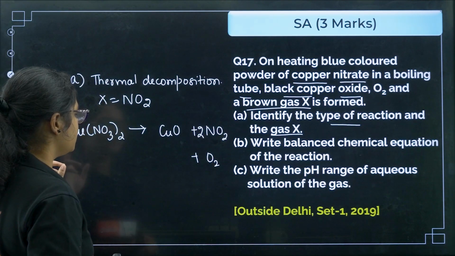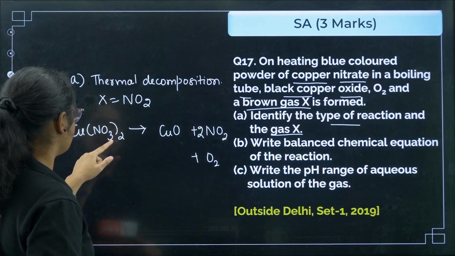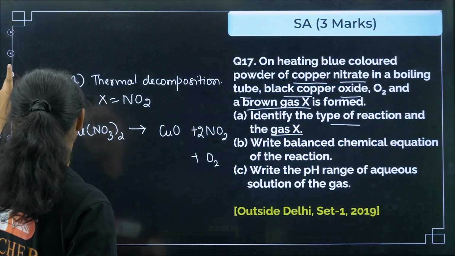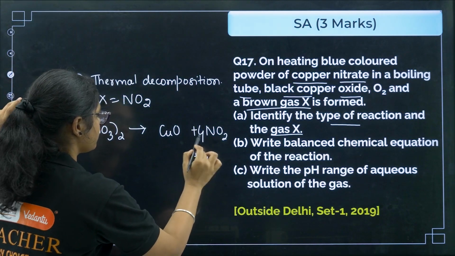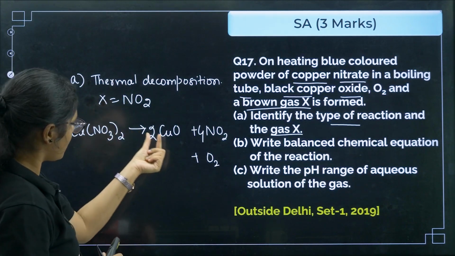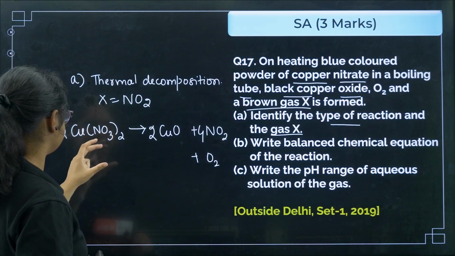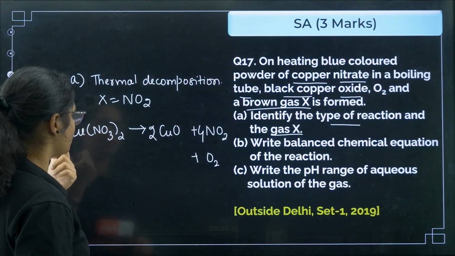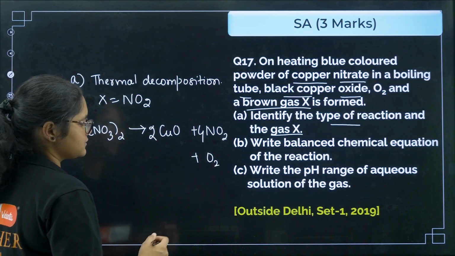Now if this one is 2, then how many nitrogens do we have in total? If you see, 4 nitrogen, right? So I have to change this to 4 NO2, and this one has 2 copper, so I'll make it 2 copper. So now we have 2 copper, 4 N, and oxygen 12: 4 times 2 is 8, 9, 10, 11, 12. That is also balanced.